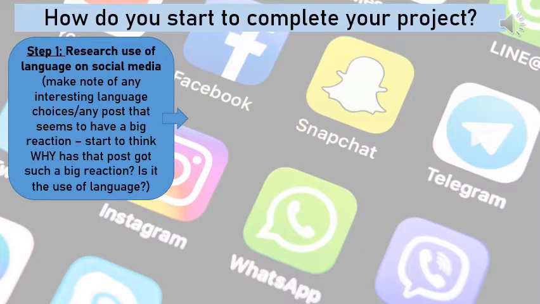So how can you start to complete your project? We will talk you through different steps that will help you in your independent research and help you to understand what you need to do in order to complete this project. Step 1. The first thing you need to do is research the use of language on social media. You can make note of any interesting language choices or any post that seems to have a big reaction. Start to think, why has that post got such a big reaction? Is it to do with the use of language in that post?